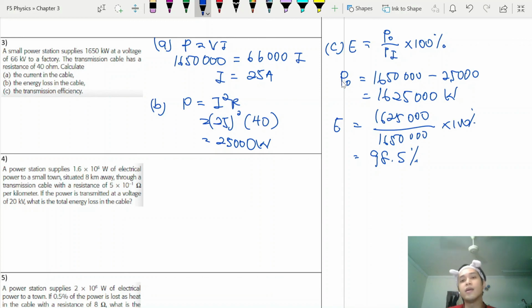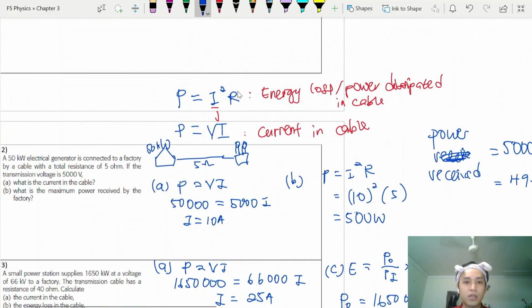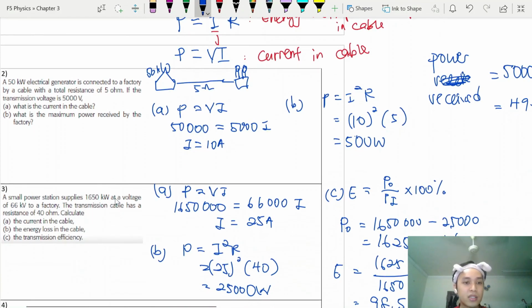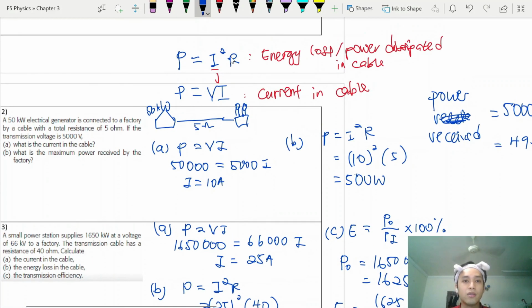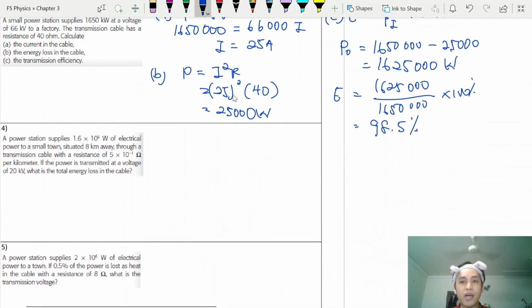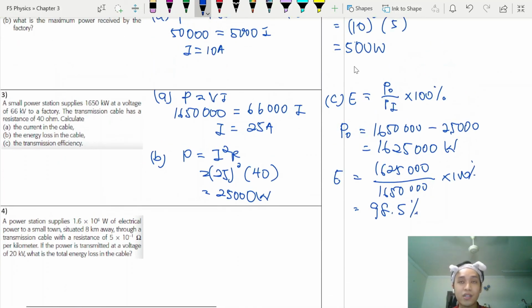Calculations involving all your transformer things. Hopefully this one clarifies a little bit, because I know that a lot of students have problems applying formulas. You know the formula, but you don't know when to apply the formula. So just remember this one, especially for the transmission of electricity. This is energy loss or power dissipated. This one is to calculate the current in the cable. And if it's about efficiency, you need to calculate your output and then divide it by your input. So that is it.